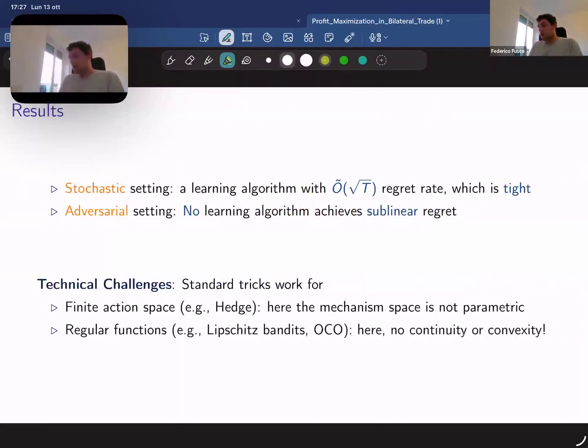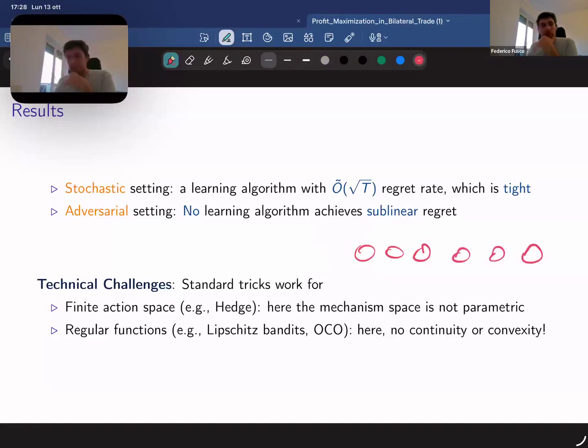Let me also tell you why this problem is interesting from the technical point of view. If you have some experience with online learning, you may know some of the basics. In particular, what you typically can handle with the standard tools is a situation when you have a finite action space. So maybe you've heard about bandits or experts. What happens is that you have k actions and you want to find which one is the best. But here you will have something that depends on the number of actions.